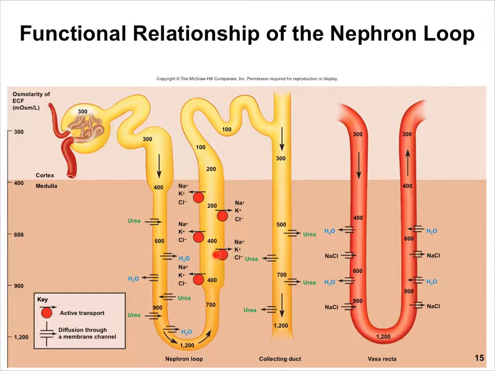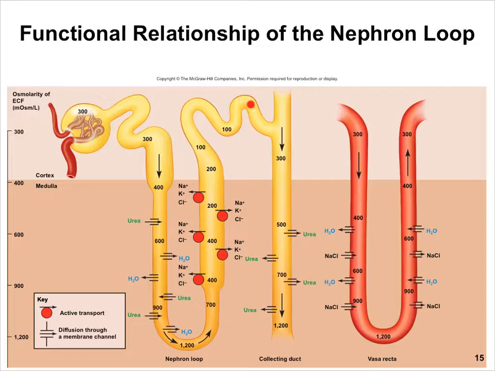As you rise through the ascending loop of Henle, your filtrate gets less and less concentrated, not because water is being allowed back in, but because you are kicking out more salts, mostly with active transport. So you're kicking out sodium, potassium, chloride through active transport, and by the time you get back up here to the distal convoluted tubule, your fluid filtrate is very dilute, even more dilute than the initial filtrate was, at around 100 to 200.